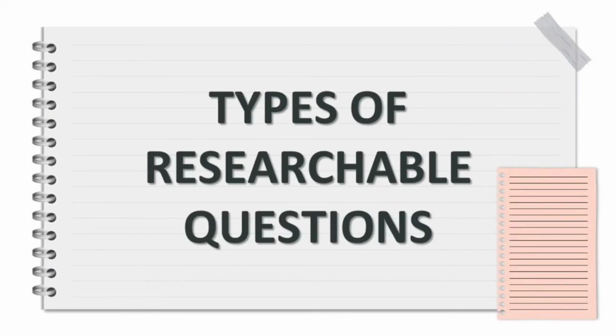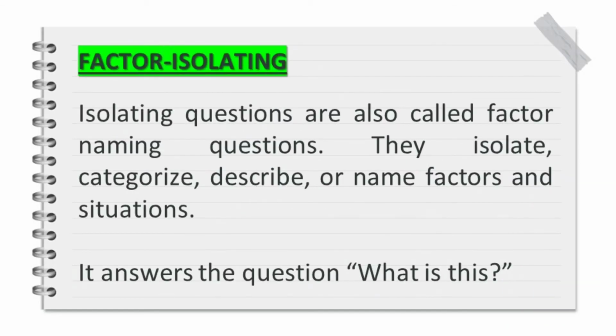In line with that, there are 4 types of researchable questions. First, factor isolating questions. Isolating questions are also called factor naming questions. They isolate, categorize, describe, or name factors and situations. It answers the question, what is this? Kung ang question mo ay patungkol sa detailed descriptions ng factors at categories, kaya mo sila pinaghiwalay-hiwalay or initemize, ang tawag doon ay factor isolating questions.